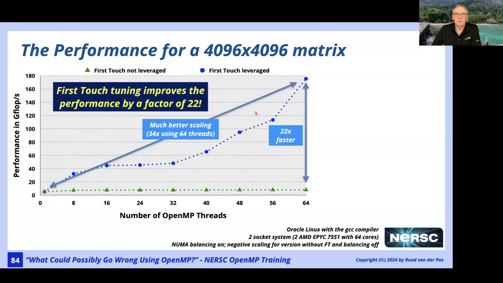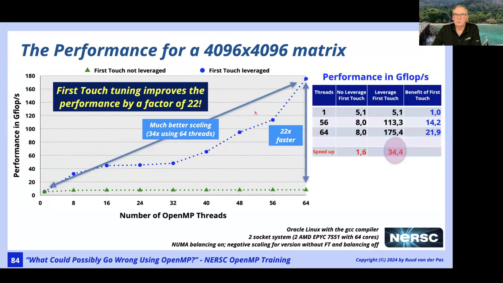And ultimately, compared to what I had, the code is 22 times faster. And that's sort of highlighted here. If I run on one thread, my initial performance is 5 gigaflops. And of course, there's no benefit of first touch because there's only one thread. Then if I didn't do any sort of NUMA optimization, my peak performance is at 56.